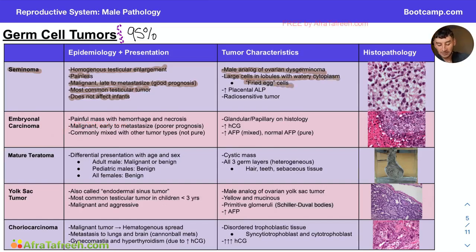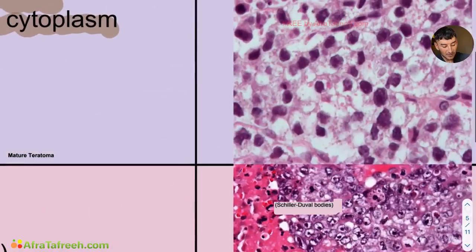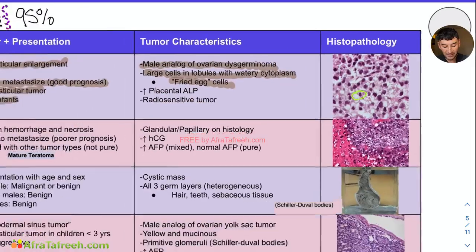And so this is going to be a large cell in a lobule of watery cytoplasm, classically described as a fried egg cell. So let's take a closer look at this fried egg cell so we can get a better idea for test day. I'm going to outline a classic one here so you can notice what I'm outlining is a cell that has this white watery cytoplasm. This is like the egg white, and then that purple nucleus in the center is like the yolk, and this looks to me like a fried egg in a pan, and that's a great way to recognize this on test day.